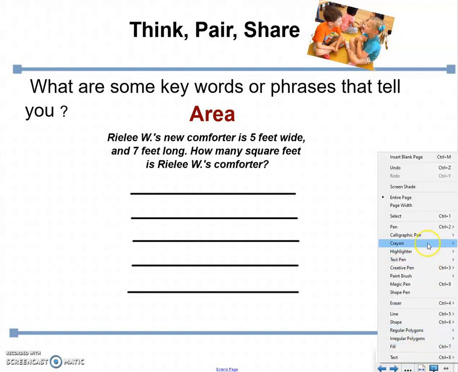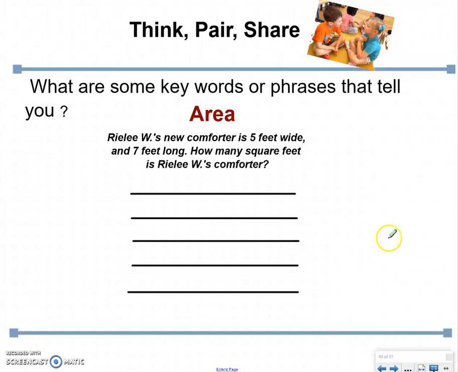One keyword that I noticed right away, let me grab my highlighter here, is feet wide, because I know that area is length times width, and feet wide is a width. What other keywords do you see? Oh, yes. I respectfully agree. Feet long would be another set of keywords, because of course we know that area is the length, how long something is, times the width.